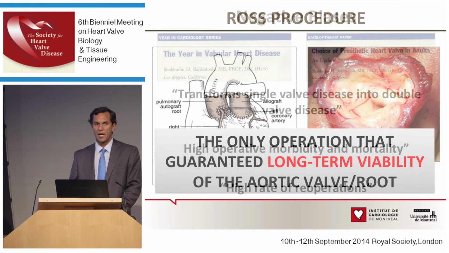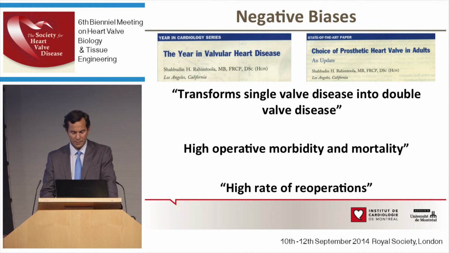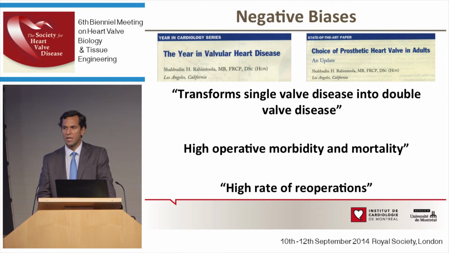Now, there are a lot of negative biases associated to the Ross procedure, and some of them may be well supported, some of them may be slightly biased, but the main criticisms are that it may transform a single valve disease into a double valve disease, that perhaps it would be associated with a higher operative morbidity and mortality than standard aortic valve replacement, and that it's associated with a high rate of reoperations. And we'll look at some of these elements.